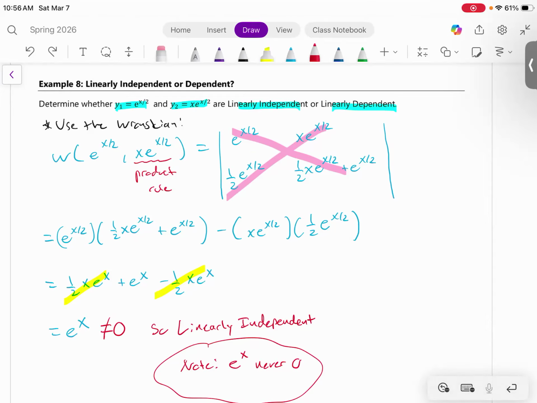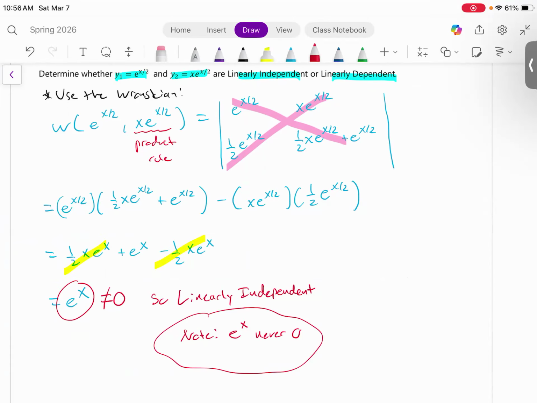And then we cross multiply using the determinant. And so what we end up with after we cross multiply is 1 half x e to the x plus e to the x minus 1 half x e to the x. So the 1 half x e to the x cancel out. And so what I'm left with is just e to the x.